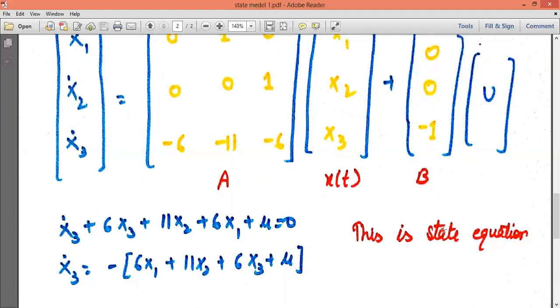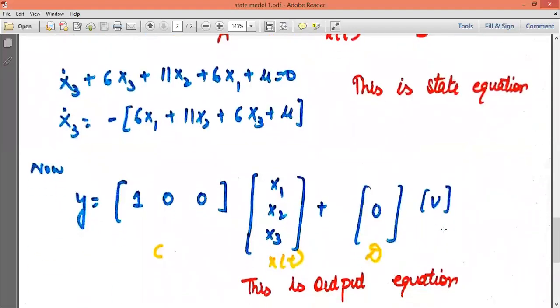Now the next step is to find the output equation. To find it, we write y equals C x of t plus D u of t. As per the formula, we represent the C matrix. The y term is present only in x1, so it is 1. In the x2 term we only have dy by dt, which is not in terms of y, so it is 0. The same holds for x3. That's why we wrote 1, 0, 0. So this will be the C matrix.